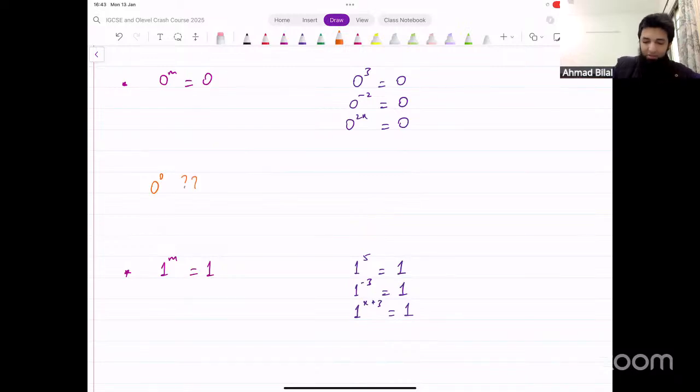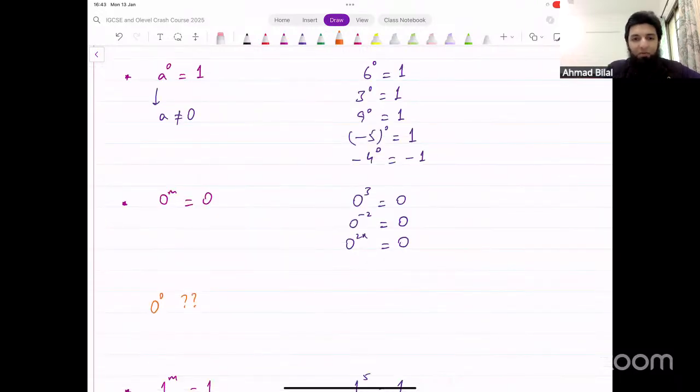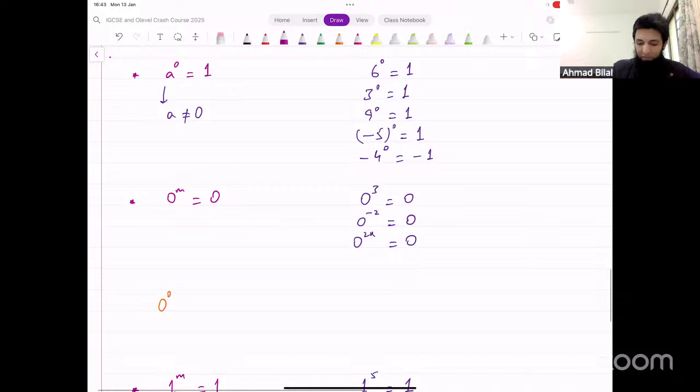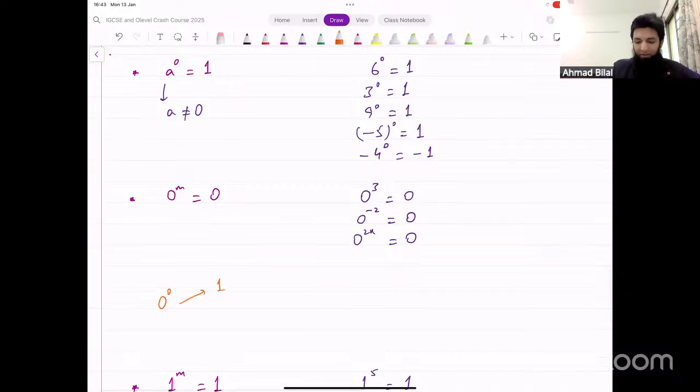What about this? We've got two rules there, right? Anything raised to power 0 is equal to 1. 0 raised to power anything is equal to 0. Which rule do we apply here? If we apply the first rule, this should be 1. If we apply the second rule, it should be 0. So which one is it?